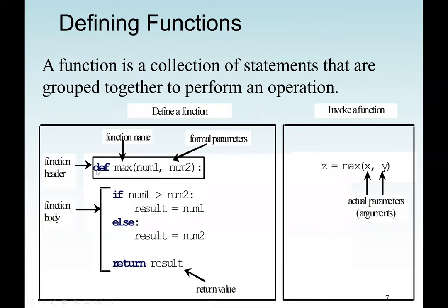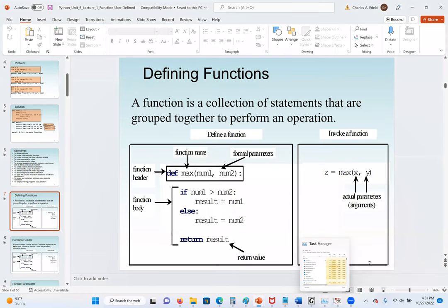So again, we have the function header: the keyword def, the function name, and also the formal parameters, then the function body. Now let's see one example here.